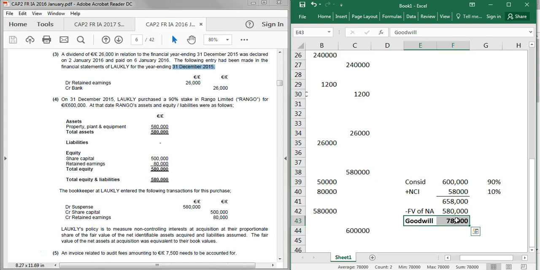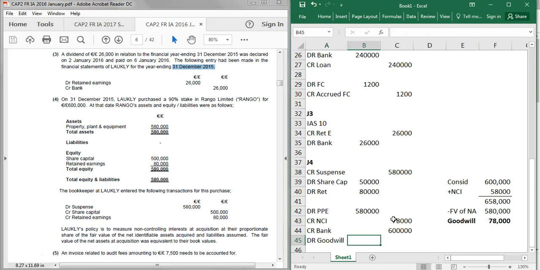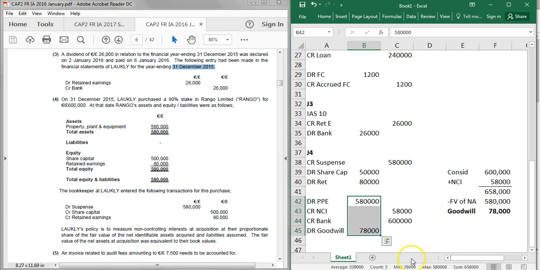So you will recognize that as an asset, and you will recognize this is the credit balance in your equity section. So you'll credit NCI 58,000 and you'll debit goodwill. So that'll be 58, apologies, and this will be 78. So on this side you have a total of 658 and you have credits of 658.